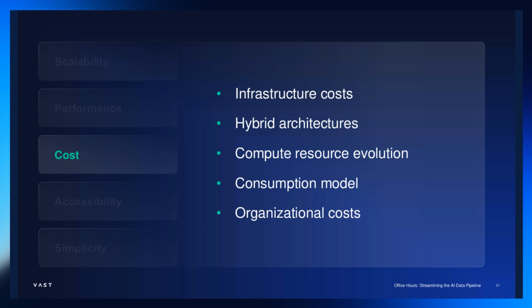Also, evolution of compute resources is great, but GPUs are expensive. So thinking about things like a hybrid architecture with a GPU cloud or an AI cloud service provider might be a really interesting way forward for a lot of organizations. The consumption model, you've got to think about how you're actually serving your downstream users. And then, of course, there are always organizational costs that go into all of this, because hiring data scientists is not cheap.